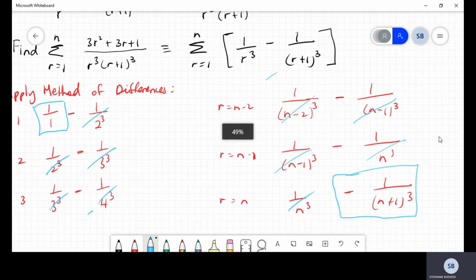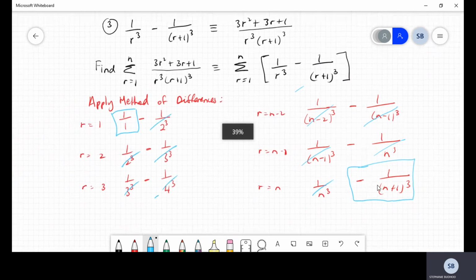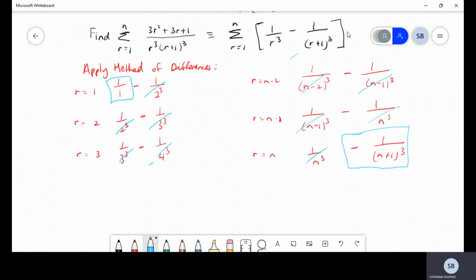So by the method of differences, we have found the sum of this series in brackets. And the sum of that series in brackets is simply equal to 1 subtract 1 over n plus 1 all cubed. Right? So if you wanted to write your answer in the correct form, you will just write back your original question, r plus 1 all cubed. And that there is your final answer.